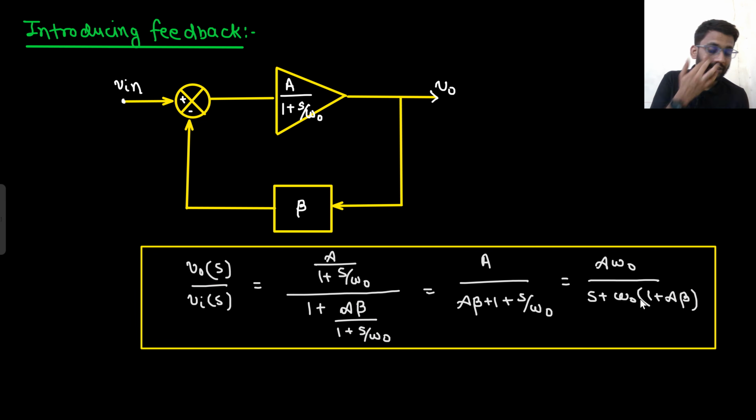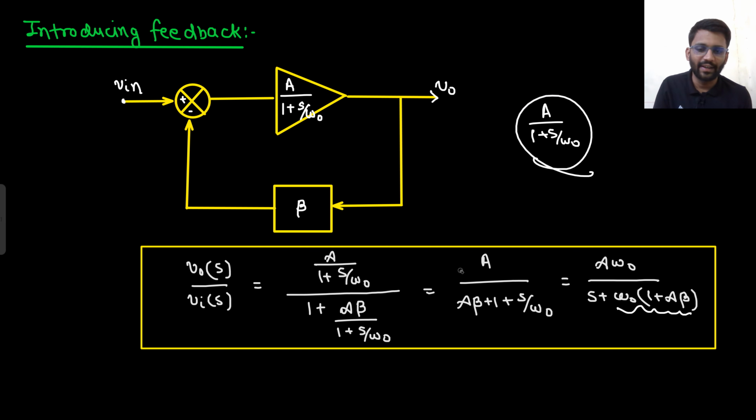What is your 3 dB bandwidth now? Your 3 dB bandwidth has increased. Right? Your 3 dB bandwidth has increased. And previously our gain was written in this method, A upon 1 plus S by omega naught. So I will write the gain in this manner only.